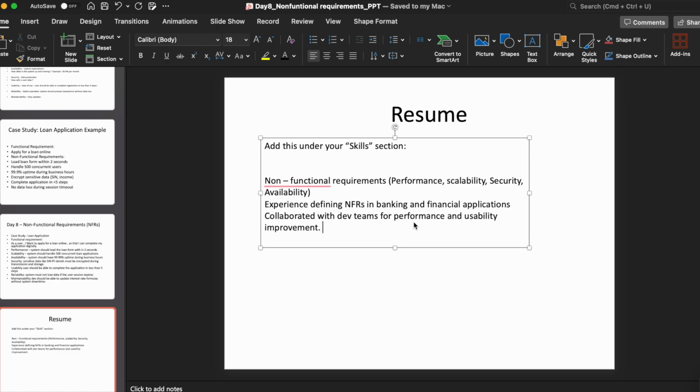LinkedIn update also, you can write something like that. You learned non-functional requirements, understand how fast, secure, and reliable a banking system must be. So you can write something like that. Similar thing you can capture in your LinkedIn also. So as a business analyst, you don't need to code. You just need to capture it during your PBR. Okay.